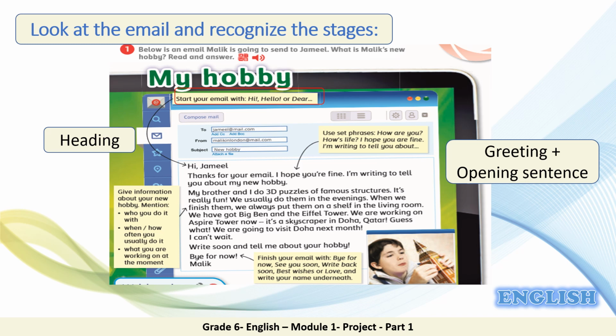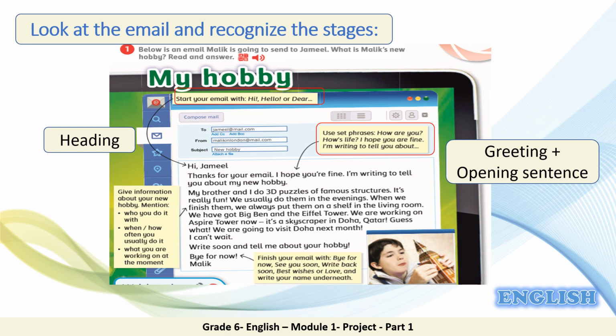In our email today, we have, thanks for your email. I hope you're fine. I'm writing to tell you about my hobby. So we use the set phrases. For example, how are you? How's life? I hope you're fine. I'm writing to tell you about, and so on. Okay, now we're done with the greeting. What do we add next?